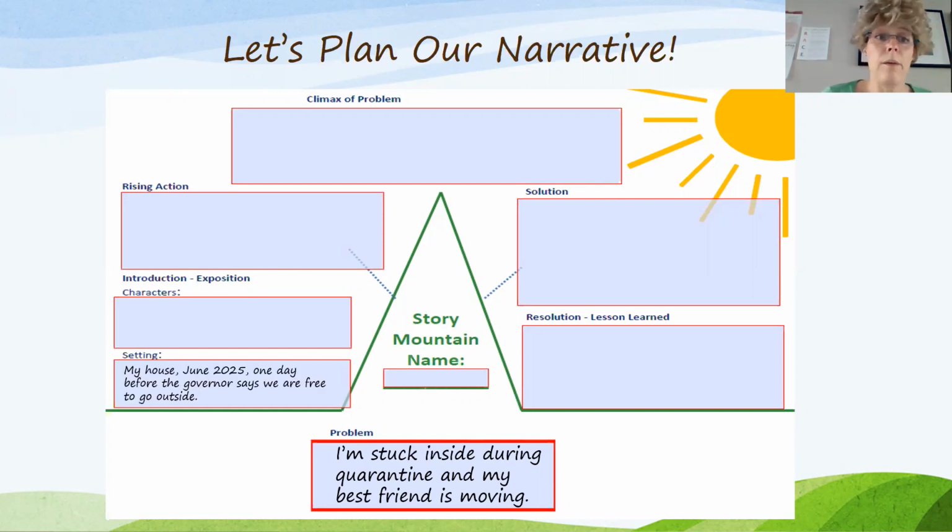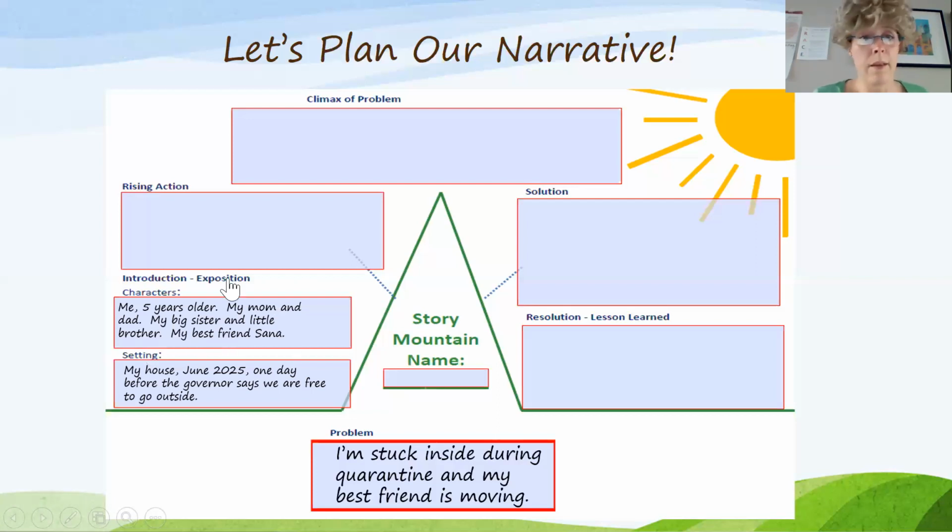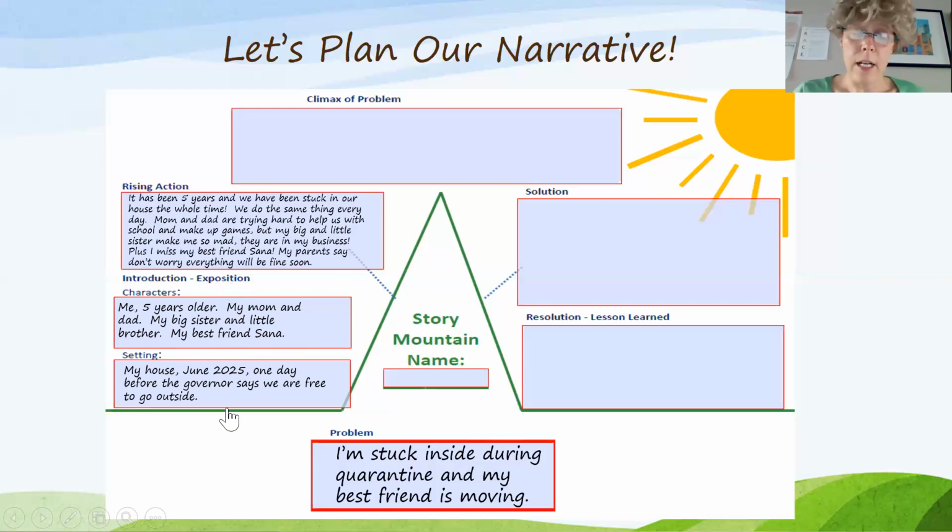And then let's give some details about setting. Where does it take place? It's in my house. It's June 2025, one day before the governor says that we're free to go outside. And in there's me, my 5-year-old. I'm 5 years older than today, so it happens in the future. My mom and dad are there, my big sister and my little brother, and my best friend, Sana. And so that's kind of a little bit of information to help us write the beginning of our story.